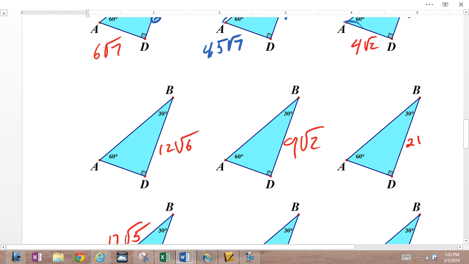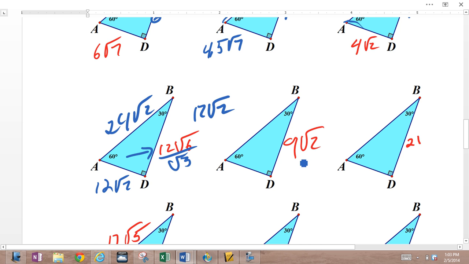Here is the long side, opposite to 60. It is 12 root 6. Okay? What do we do when we have the long side and we want the short side? We divide by root 3. Of course, here's a nice thing: we can make that 12 root 2. You should be able to see that, because you got root 6 over root 3, which is root 2. So this is 12 root 2. And now if we double that, we get 24 root 2, which is the length of the hypotenuse.